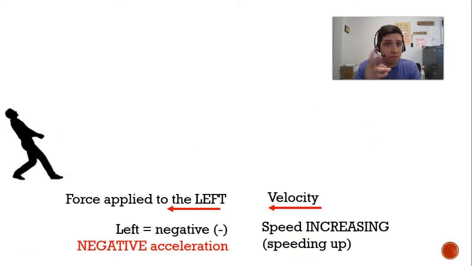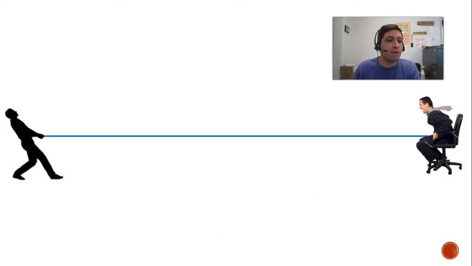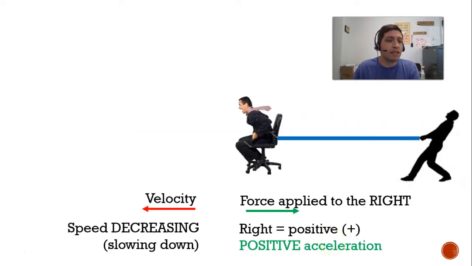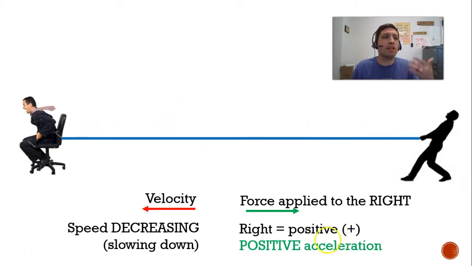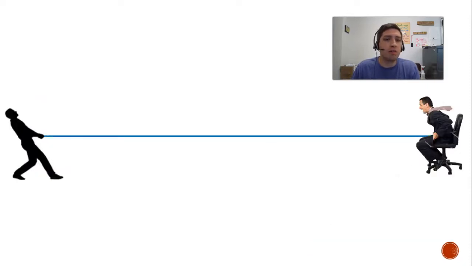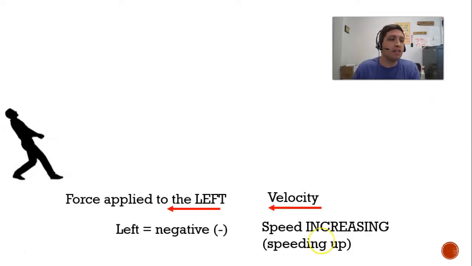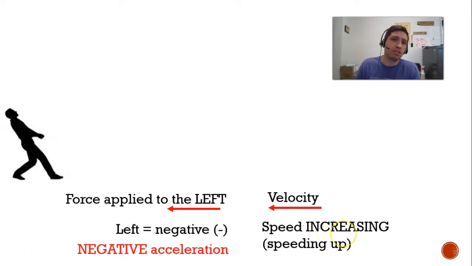So this is flip-flopped, right? Negative doesn't always mean slowing down. And in the previous example, positive acceleration doesn't mean speeding up, in fact there was decreasing speed even though the acceleration is positive. So the acceleration is all about the direction of the change, the direction of the force that must be applied to make that change, right? Whatever direction the force is applied, that's the direction of the acceleration.